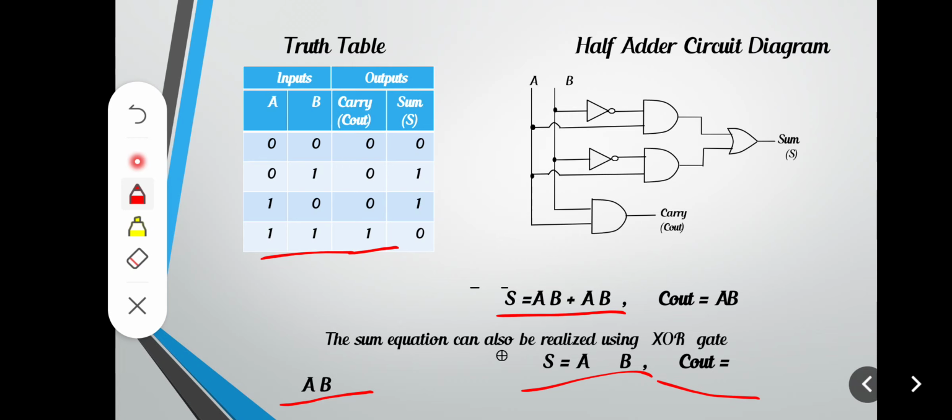So now let's implement that using logic gates. As you can see from this expression, the sum output can be implemented using a 2-input XOR gate, while the carry output can be implemented using a 2-input AND gate. So this is the logic circuit of the half adder, where A and B are the inputs, and sum and carry out are the outputs.